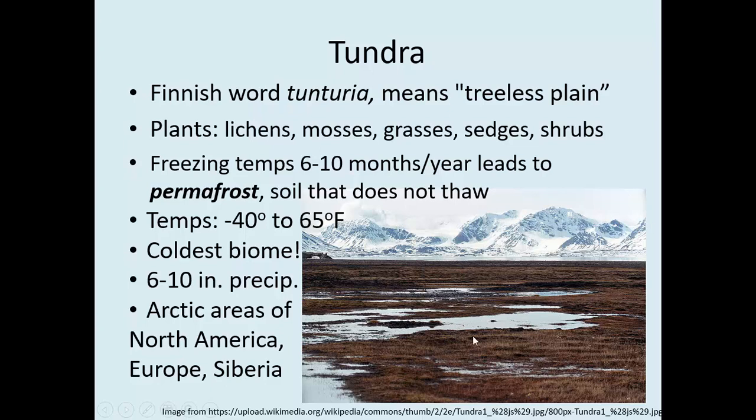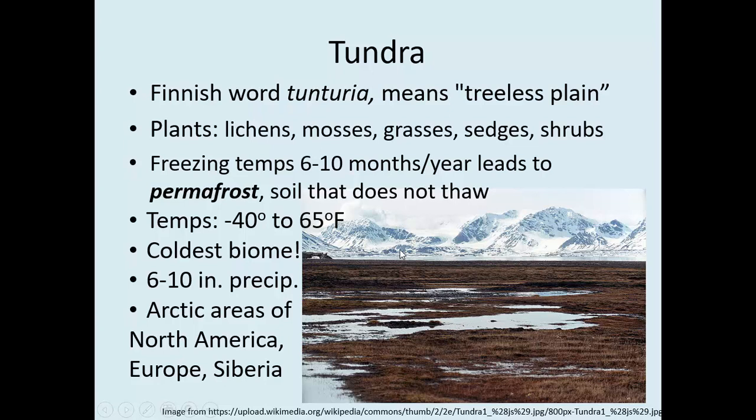the tundra is frozen much of the year, and even the areas that are not frozen much of the year, if you get down into the soil more than a couple inches, then you hit permafrost, which is soil that doesn't thaw year-round. So the roots of the plants have to be very shallow, and they also have to be plants that can grow very quickly once the temperatures do get above freezing. So these plants include lichens, mosses, grasses, sedges, and shrubs, very small shrubs.